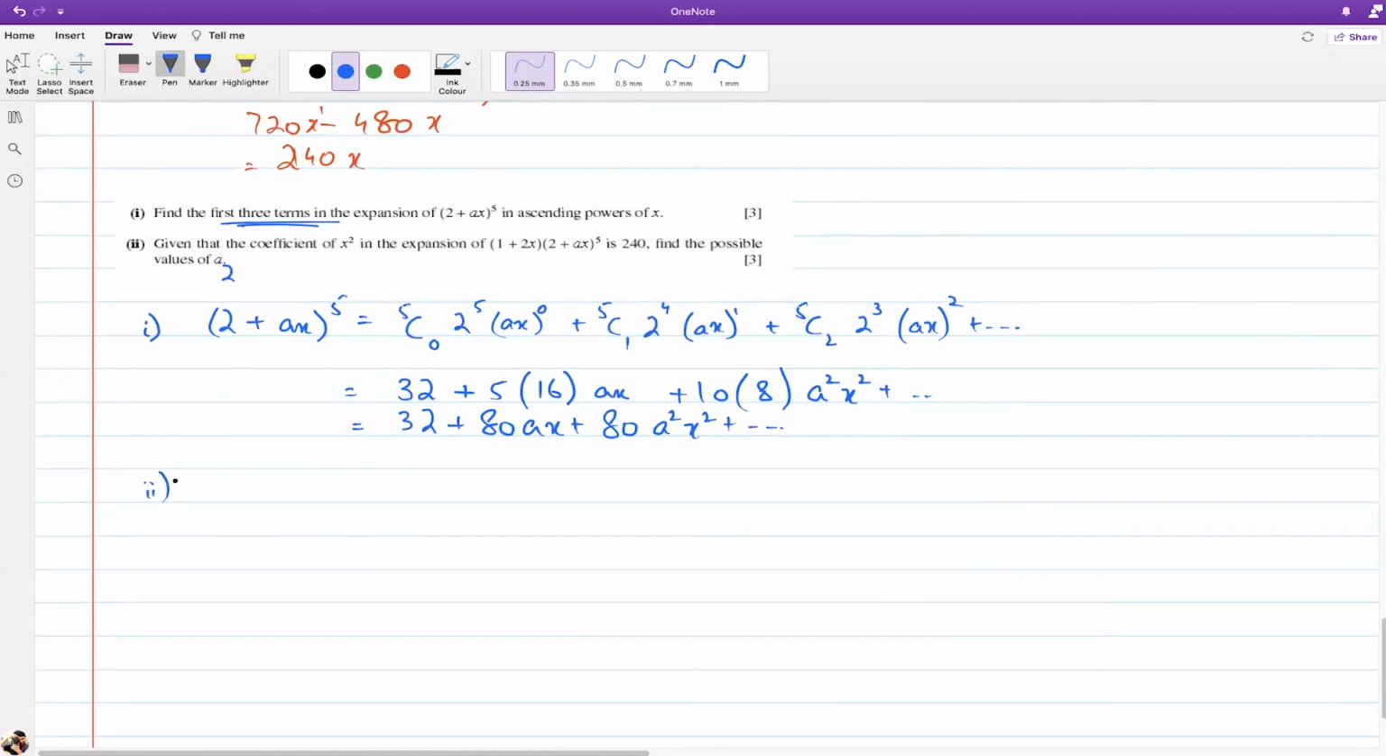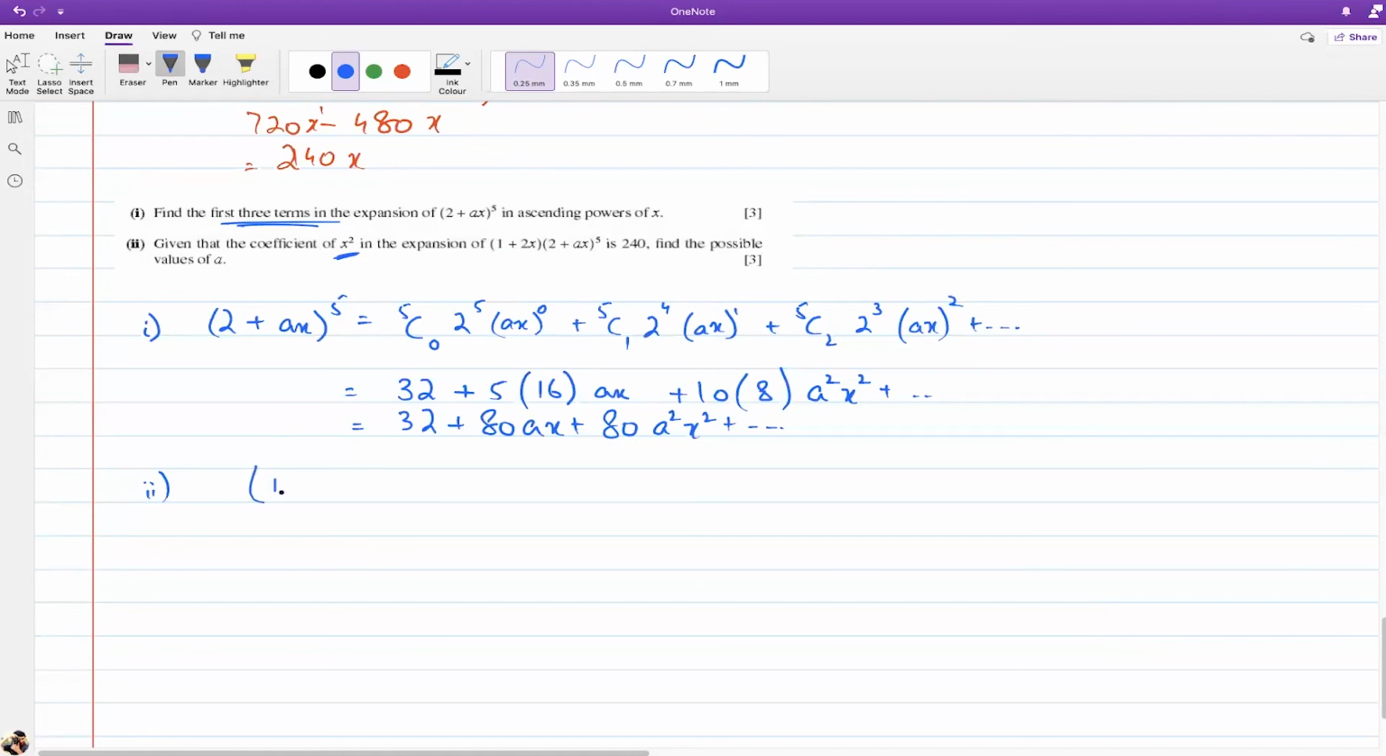Second part. So what did I do in the first part? I just applied the binomial theorem. Binomial theorem says you take any term, you start decreasing the powers of a, you start increasing the powers of b, and then you keep on adding the coefficient. And there you go. It's simple. Next question is find the coefficient of x squared. That's the term I'm looking for.